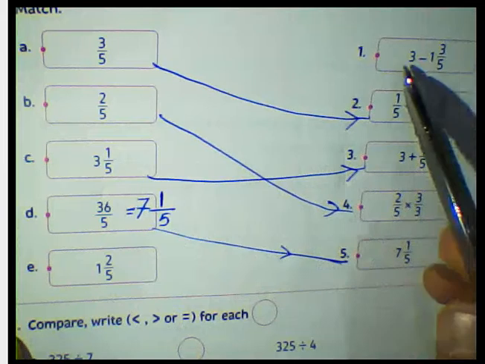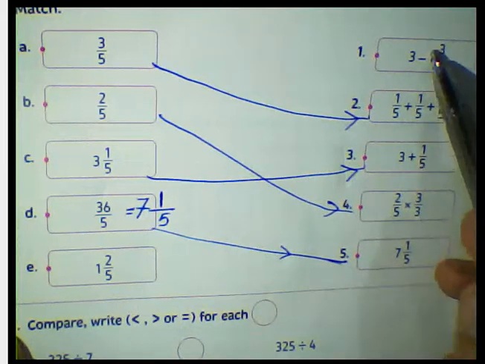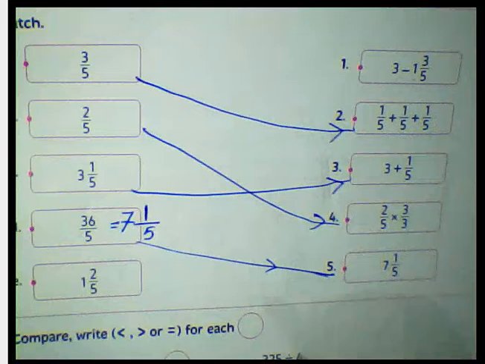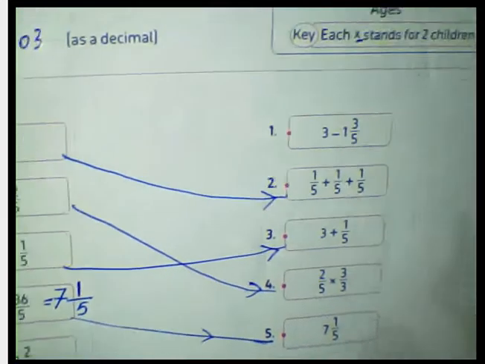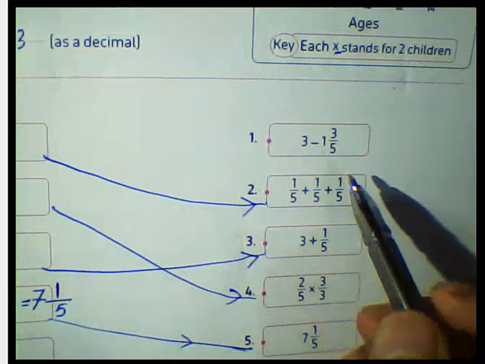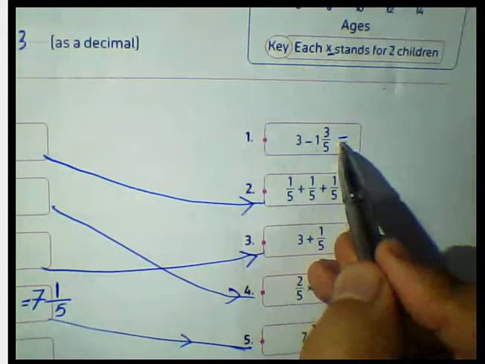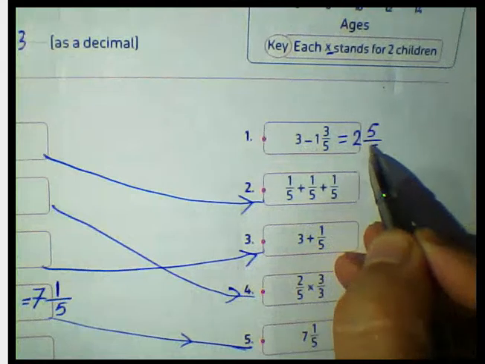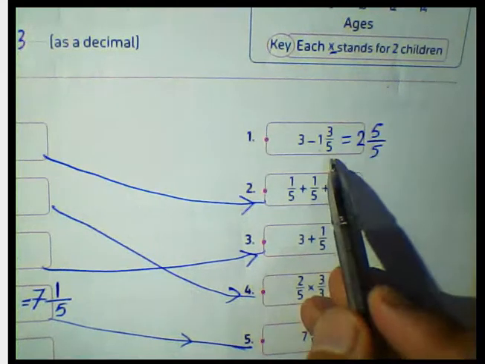And what about 3 subtract 1 and 3 over 5? We can subtract. Convert. Okay, I know, but I will explain it for you, to be clever in mathematics. We can solve it here. 3 subtract 1 and 3 over 5. We can cancel 3 and write 2 and 5 over 5. Why? Because the denominator of the second term is 5.